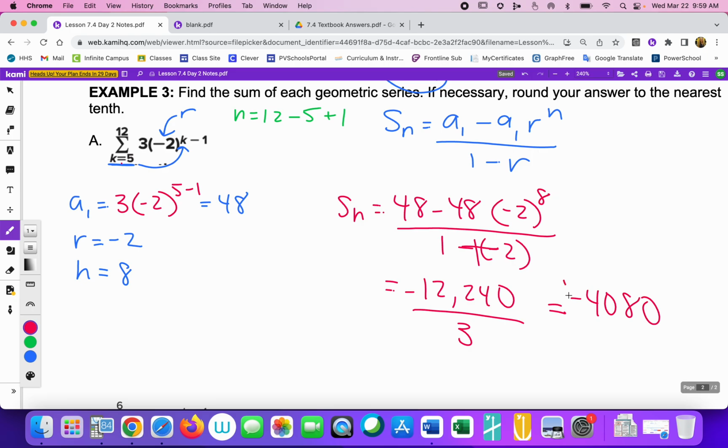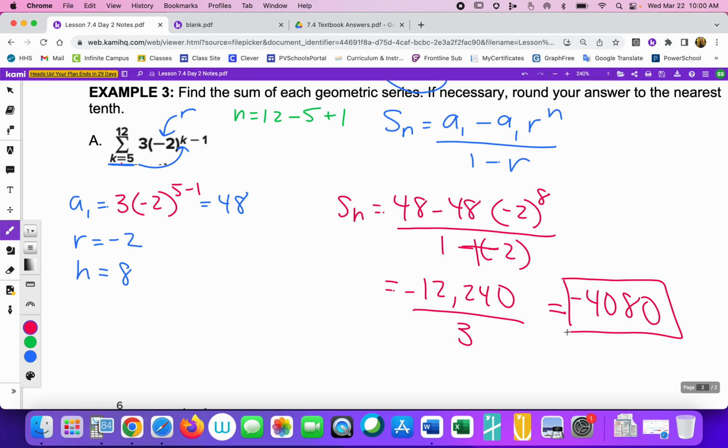Negative 4,080. Now a sum can be negative because that means there's negative numbers in the sequence. And that's because the R value is negative 2. So it's times negative 2 times negative 2 times negative 2 times negative 2. So it will switch the signs. So the sums can be negative. Any questions on that one?